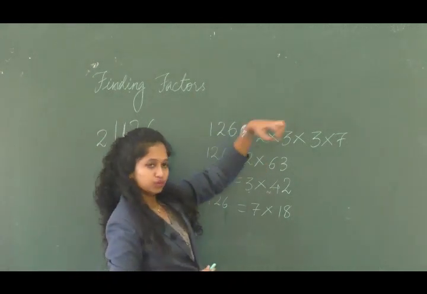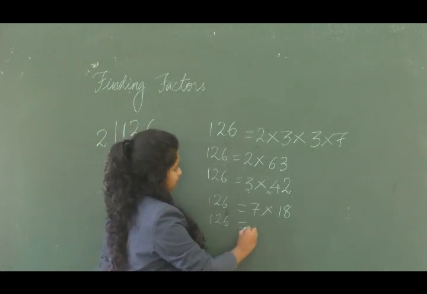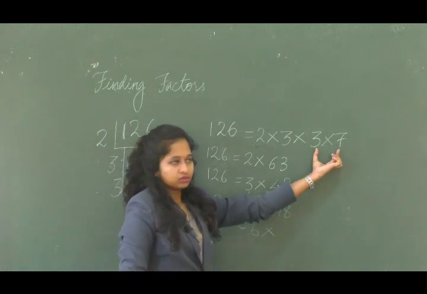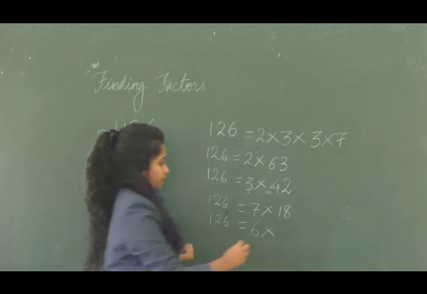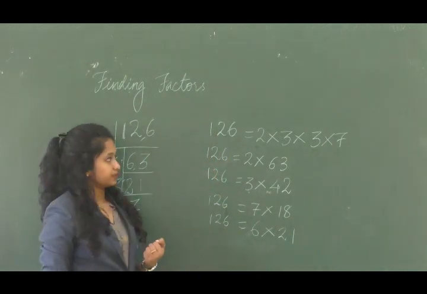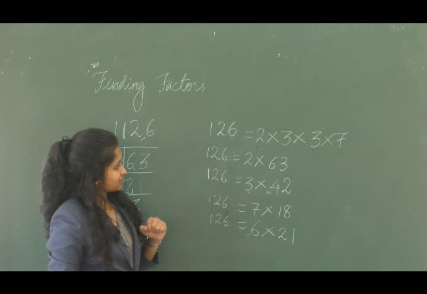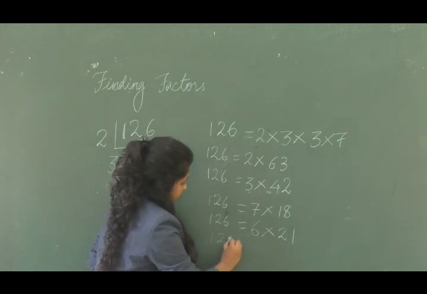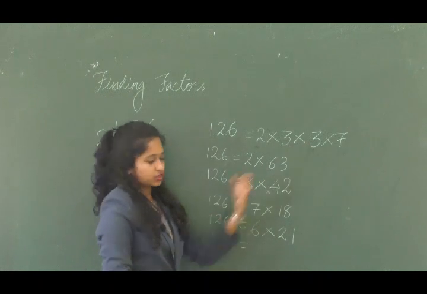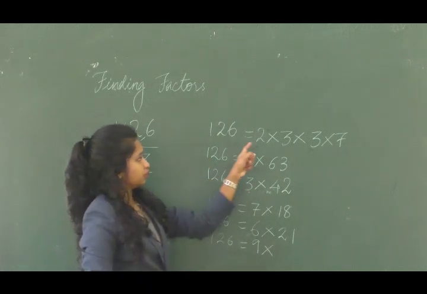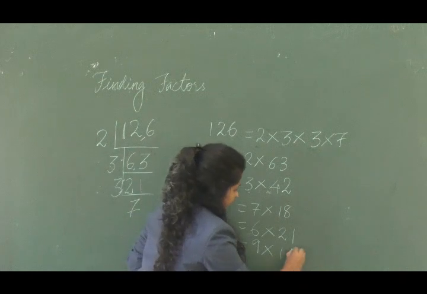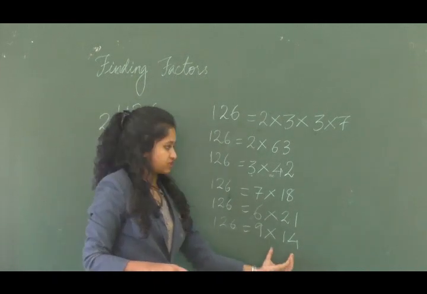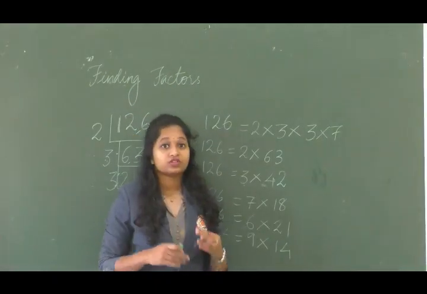Now we took only one number. Now let's take two numbers. So 126 can be written as 3 into 2 is 6, 6 into 3 into 7 is 21. And next let's take these two numbers first. So 126 is 3 into 3 is 9, 9 into 2 into 7 is 14. So multiply as we get different numbers. All are different here, right?